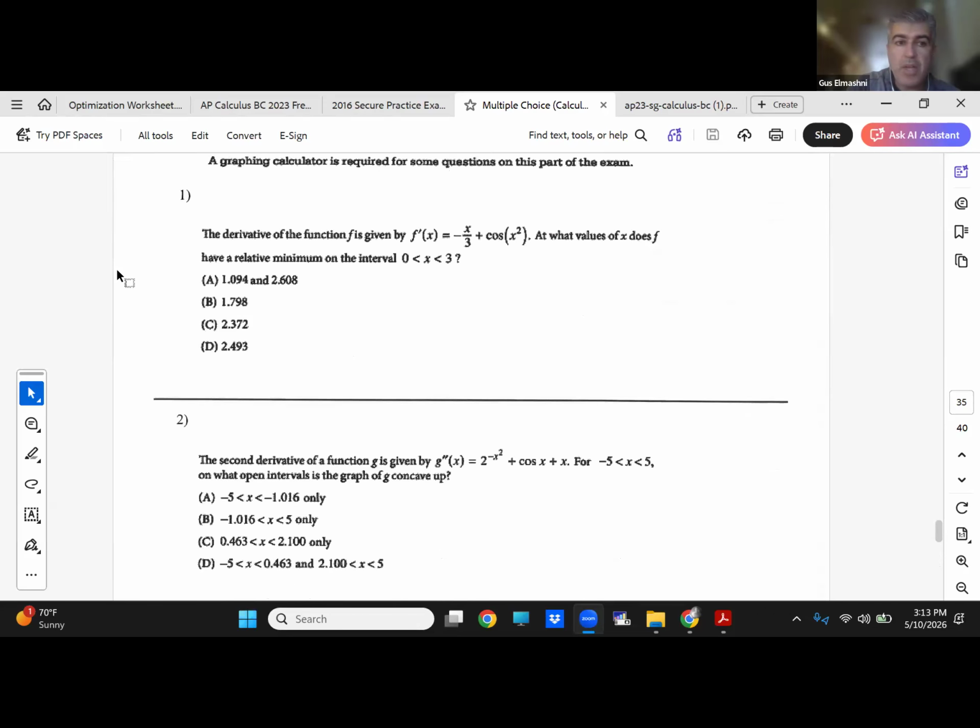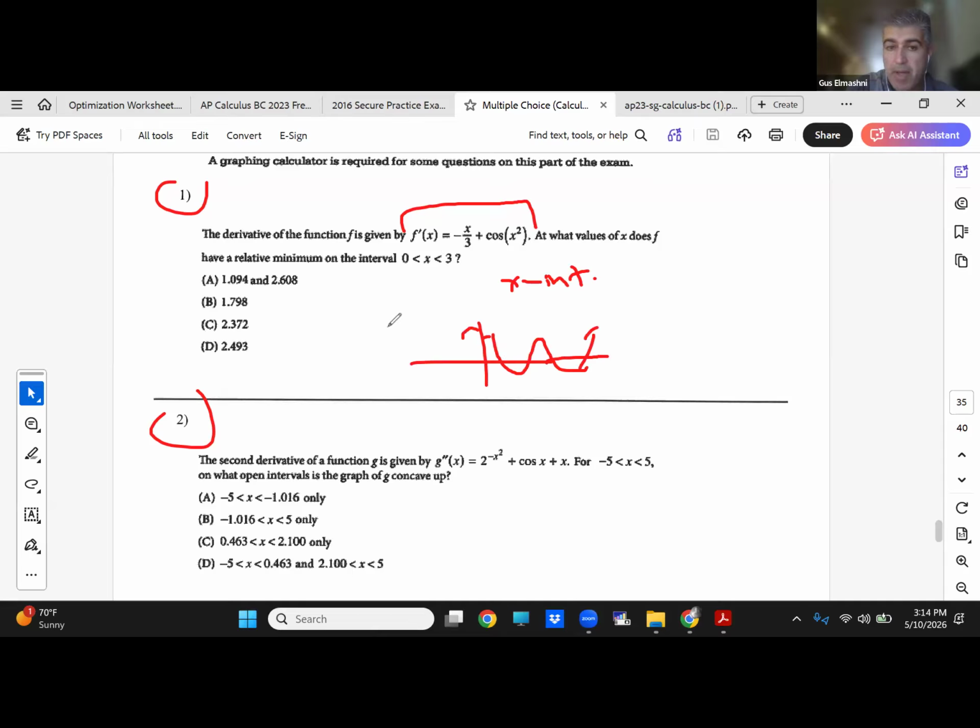So I'll kind of rest here. Why don't you guys try 1 and 2? Now you're asked for a relative min. So I would just graph that and just see where f prime is 0. Basically look for x-intercepts, right? And remember, let's say your graph looks like that. You want to go from negative to positive, right?